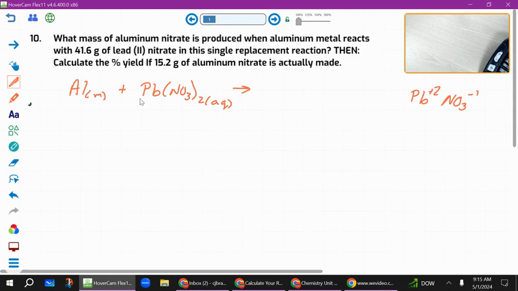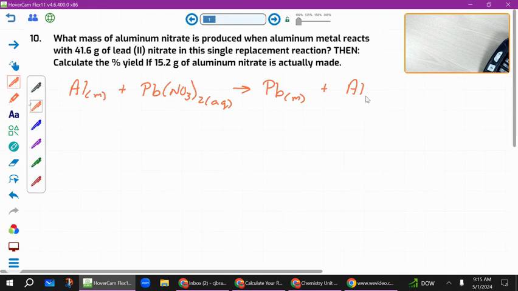Produces. Lead and aluminum are going to change places. So lead will be the lone element here, and aluminum nitrate will be the other one. Again, aluminum, though, now, ladies and gentlemen, has a +3 charge. Nitrate still has a -1 charge. So that means there are going to be 3 of them. The compound will be aqueous. Questions on this, ladies and gentlemen?